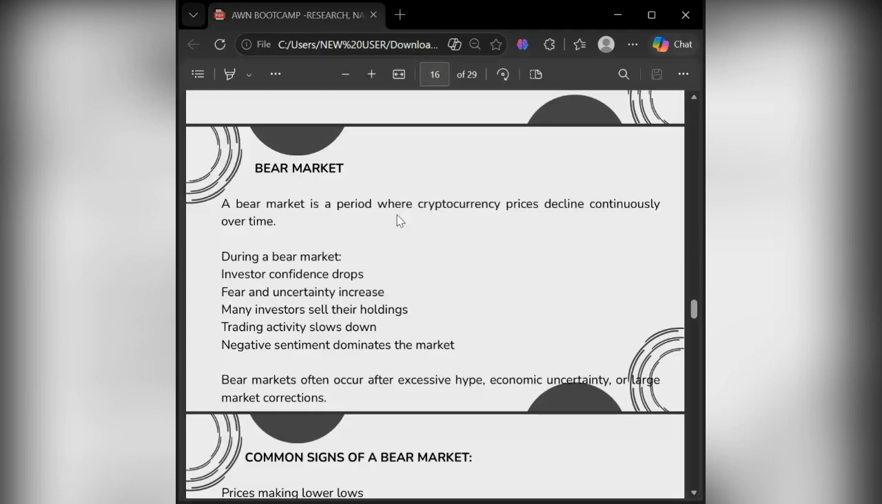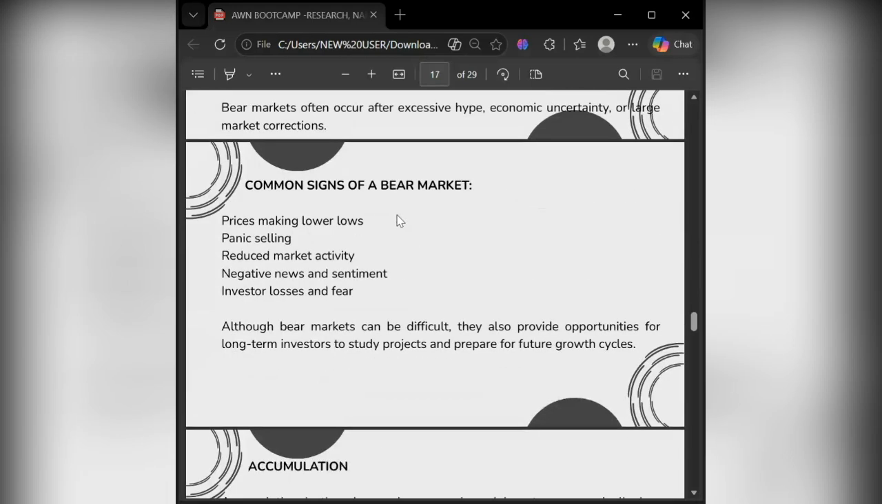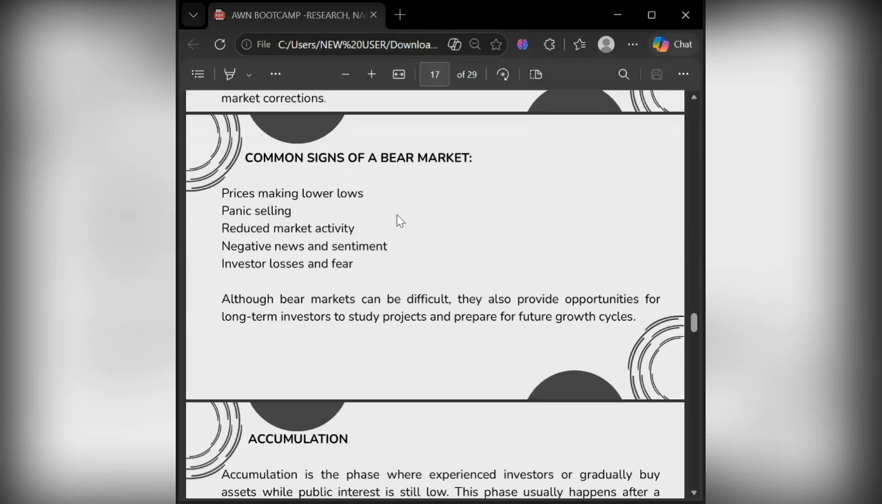Trading activity slows down. Negative sentiment dominates the market, people say it will crash, crypto is gone, and all those kinds of stuff. Bear markets often occur after excessive hype, economic uncertainty, or large market corrections. Common signs of a bear market: prices making lower lows.